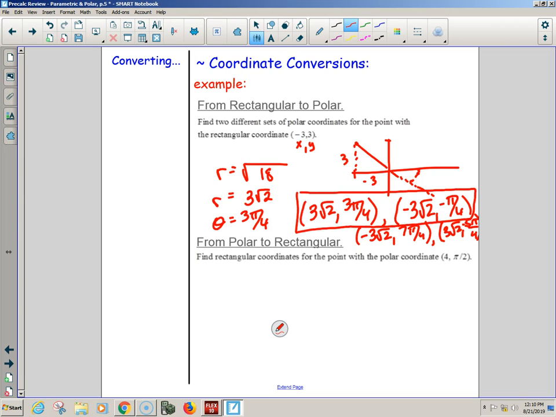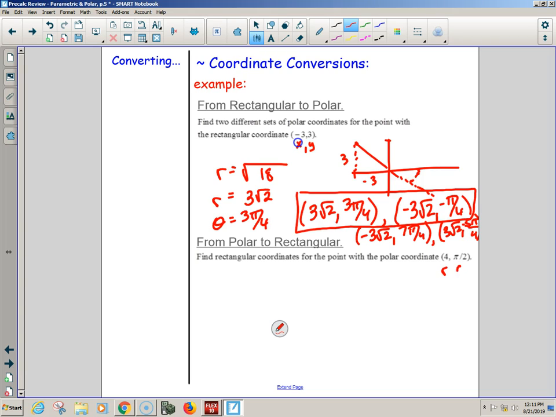With coterminal angles, infinitely many. But all of them had to be dealing with 45s. 45s either in the second quadrant and going towards a positive radius, or fourth quadrant and going, not towards, but away. How do we go away again from an angle? A negative radius. So what's different when you're going from polar to rectangular?